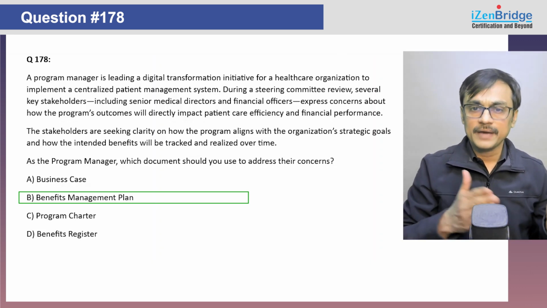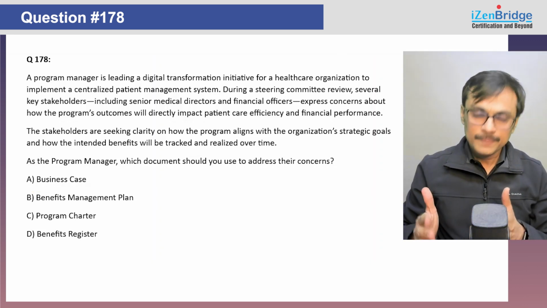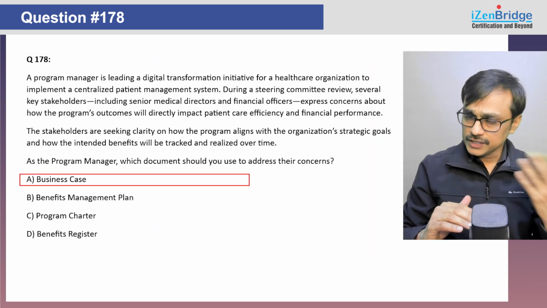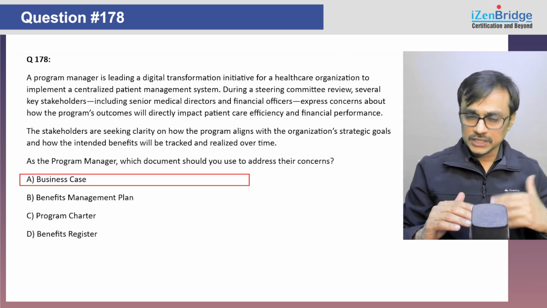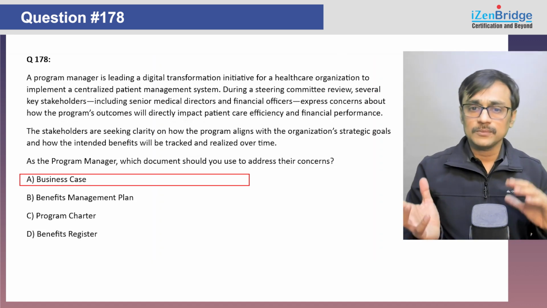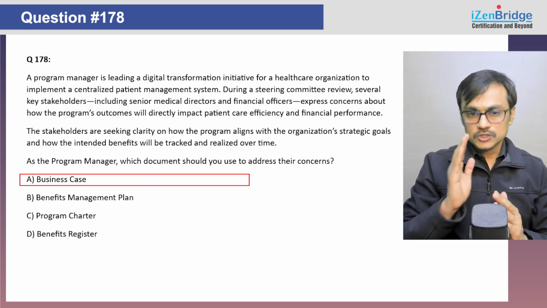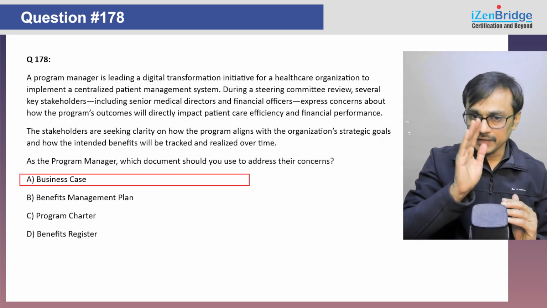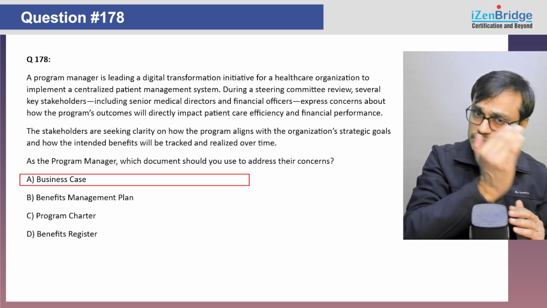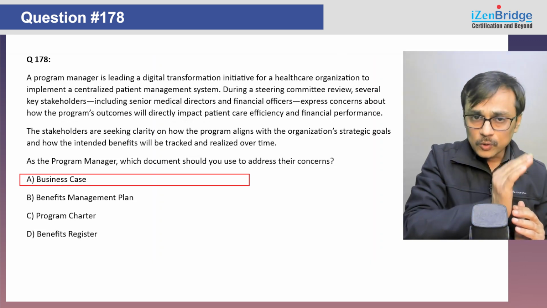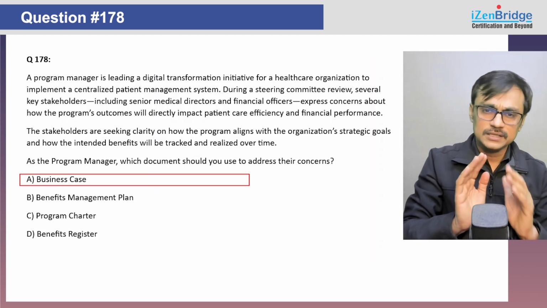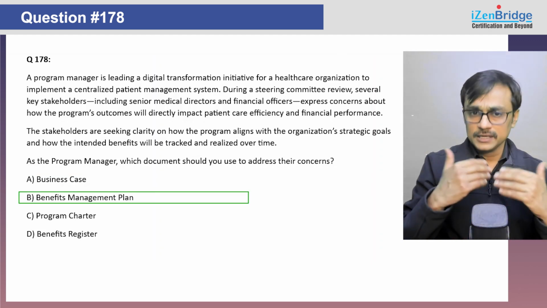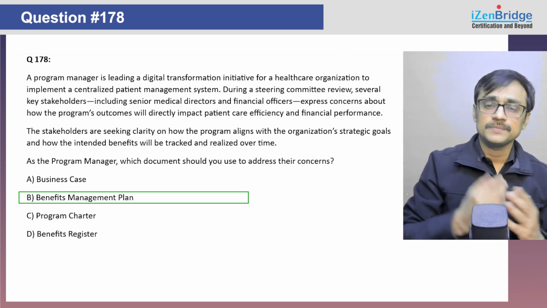You need to go to benefits management plan. As you understand, business case is a justification document. It is more about evaluating, should we do this program or should we make this decision or not? So whenever we are going forward with the program, whenever we are trying to change our direction of the program, and we want to take a holistic view of our profitability, that is the only place where we will use business case. The benefits management plan is basically meant for this question purpose only.